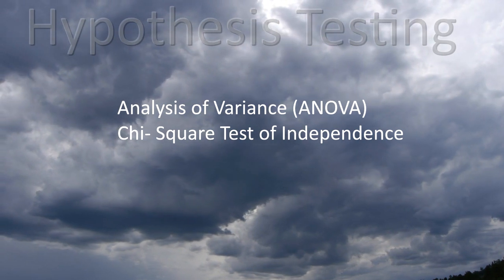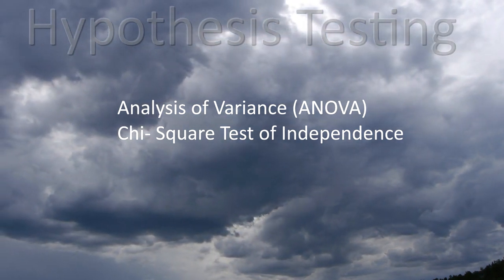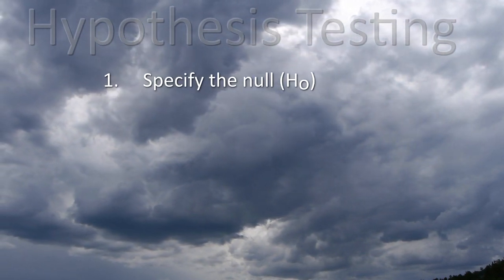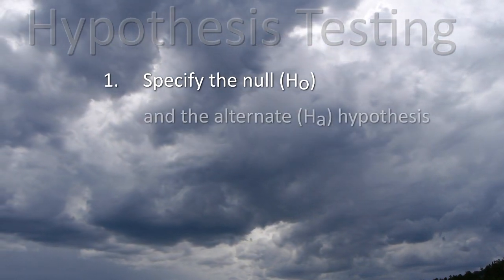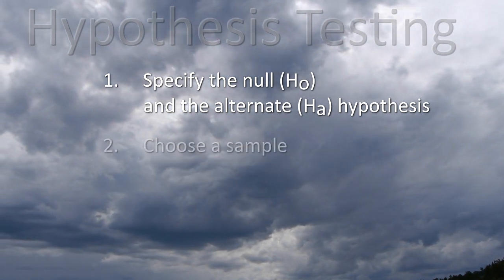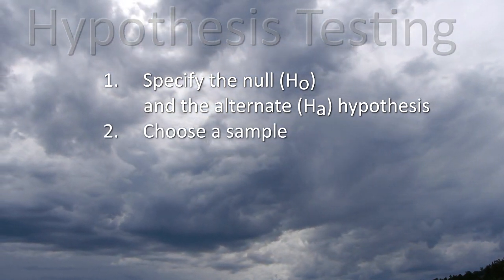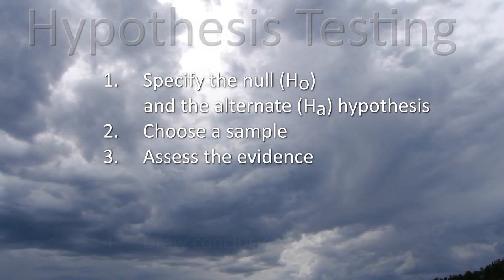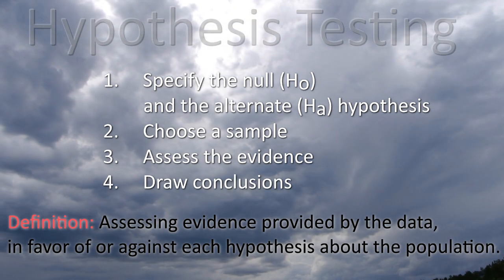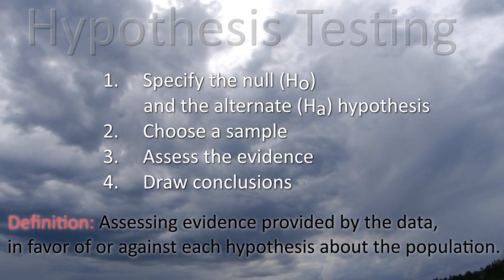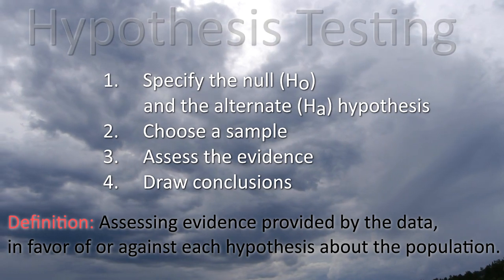But they all include the same basic steps. Steps involved in hypothesis testing include specifying the null hypothesis, H subscript 0, and the alternate hypothesis, H subscript A, choosing a sample, assessing the evidence, and drawing conclusions. Statistical hypothesis testing is defined as assessing evidence provided by the data in favor of or against each hypothesis about the population.